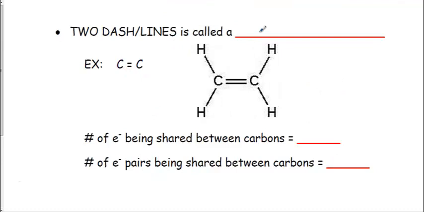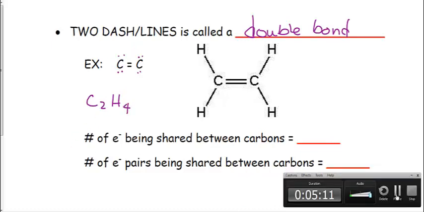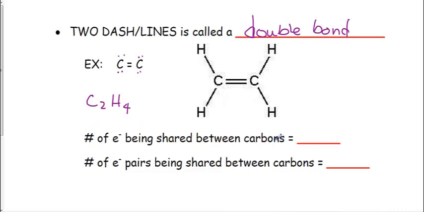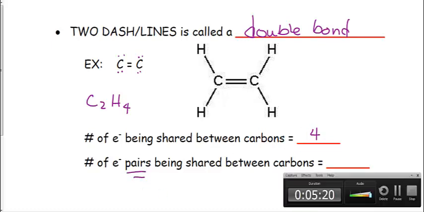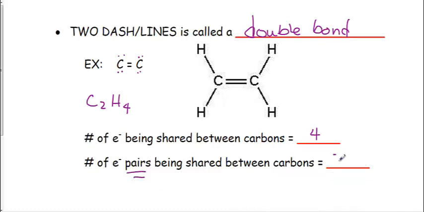Next, 2 dashed lines is called a double bond. And basically this is going to be used when we have 2 carbons and only 4 hydrogen. So this would be C2H4. Okay, so the number of electrons being shared between carbons will be a total of 4, and then the number of electron pairs will be 2. So pairs obviously is going to be the number of electrons shared divided by 2.